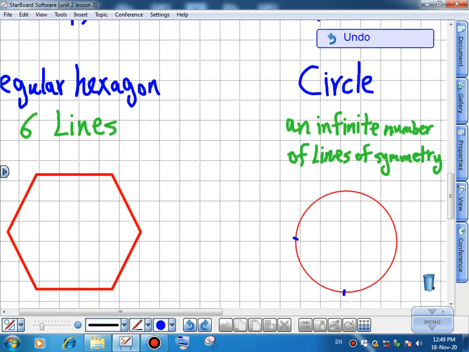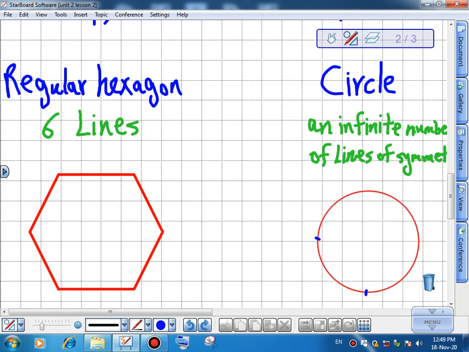The next one, regular hexagon. Regular hexagon means all sides are equal in length. This means a regular hexagon. Hexagon means 6 sides.